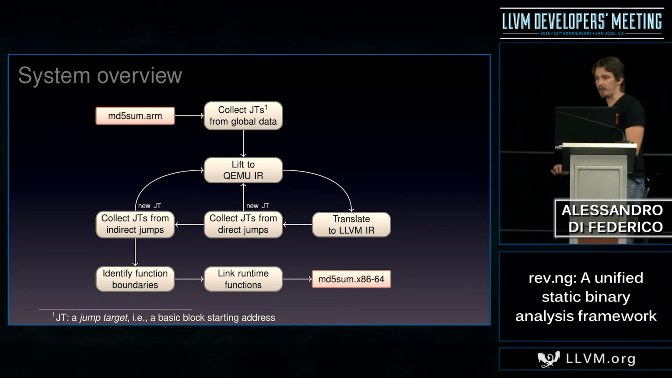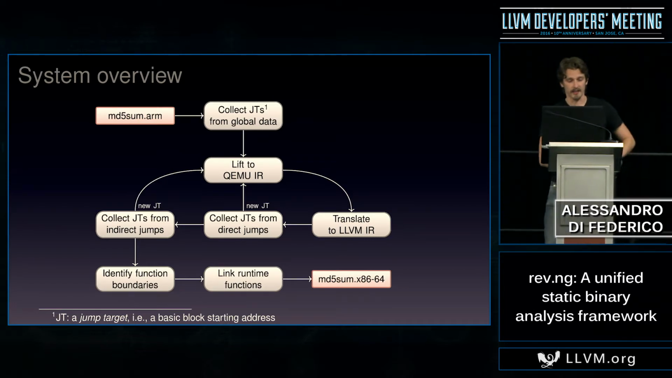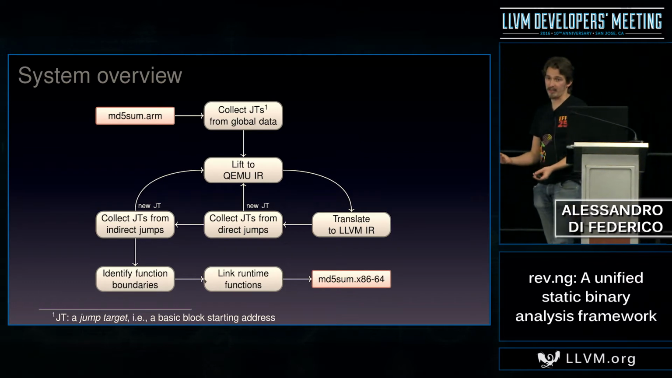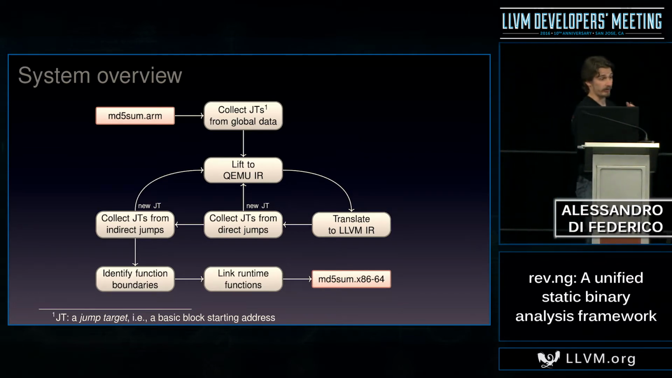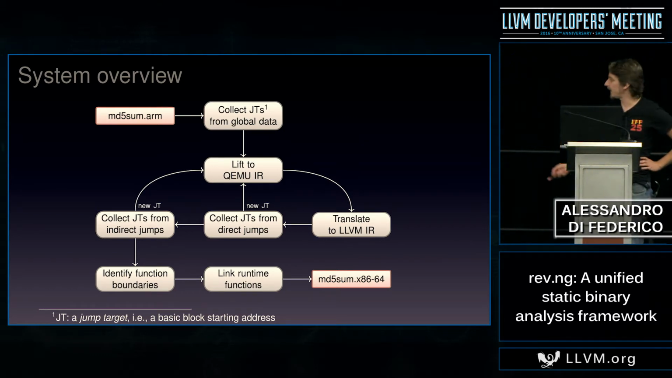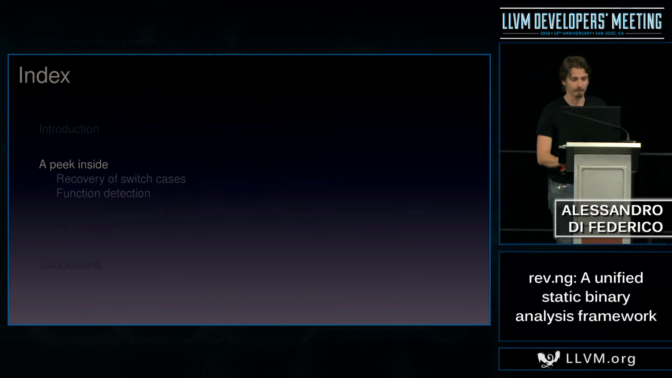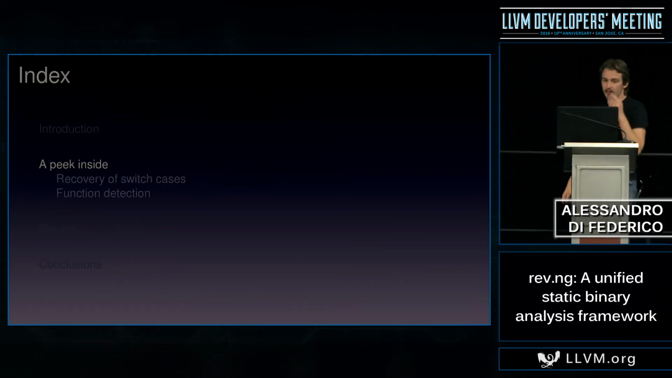We don't. Then we go to the finalization process, where basically our module is ready, and we can perform some additional analysis. For instance, I try to identify function boundaries. And finally, before emitting the final binary, we link in all the helper functions that I was telling you about before, taken from QEMU. And then basically, finally, we can output a binary for any of the architectures supported by LLVM.